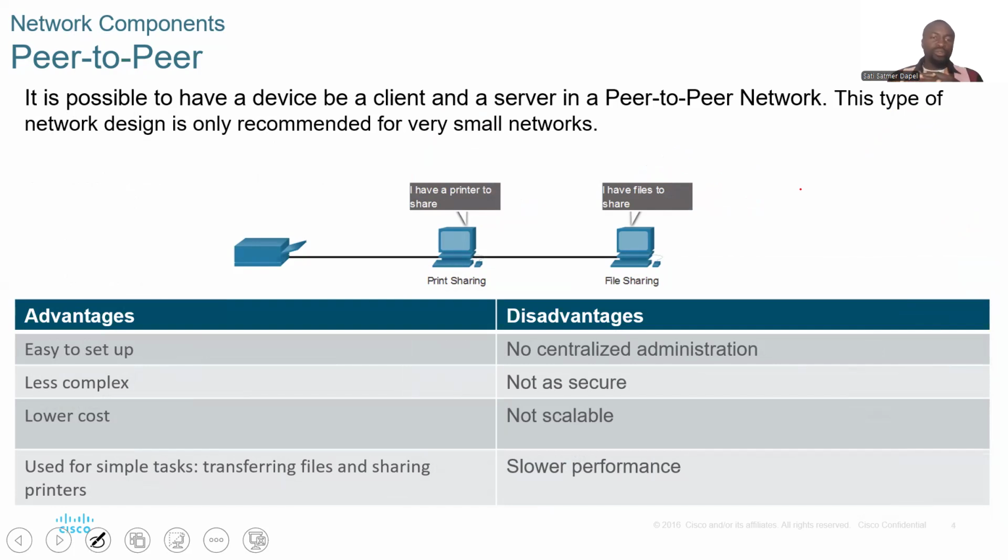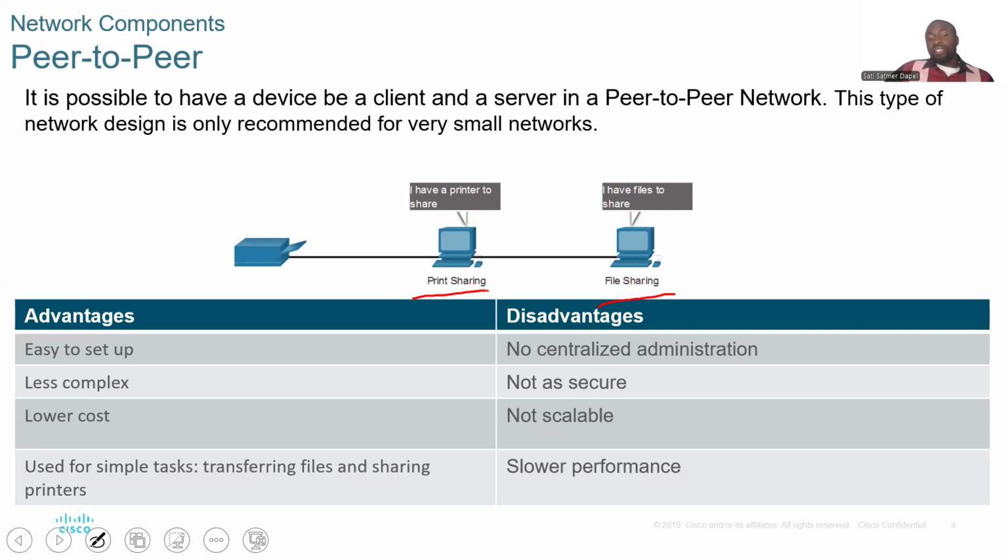So it is possible to have a device be a client and a server in a peer-to-peer. This system can be a server and can be a client. This can be a server and can be a client as well. And what are the advantages of that? It is easy to set up, less complex, lower cost, and used for simple tasks, probably for transferring files from one system to the other.